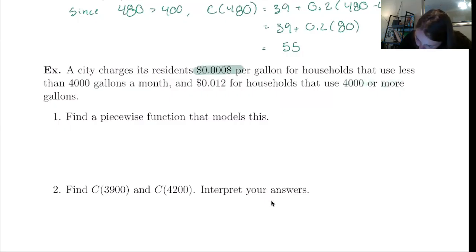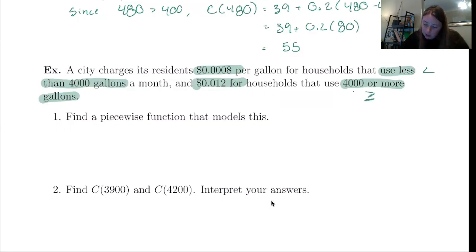So this amount is less than 4,000, and this amount is this or more. This is telling me that's a less than, so that's just straight up that. This is this amount or more, so that's telling me greater than or equal to right there.